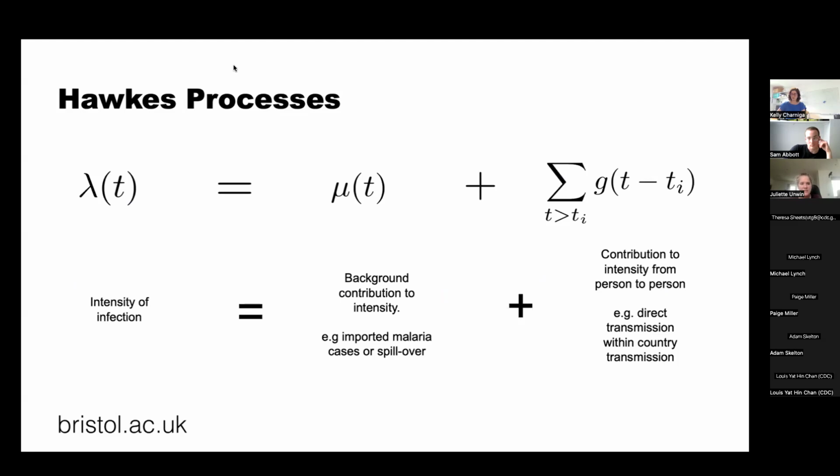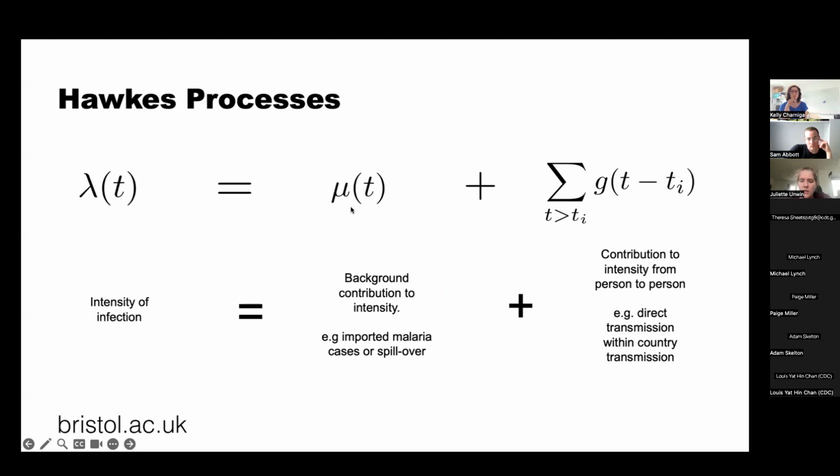So in maths, we write this. We think of the intensity of infection. This is like the force of infection, the amount of infectiousness that there is in your population. And this is equal to some background contribution to intensity, like a Poisson process, plus this self-exciting term, which is the second term in the equation.